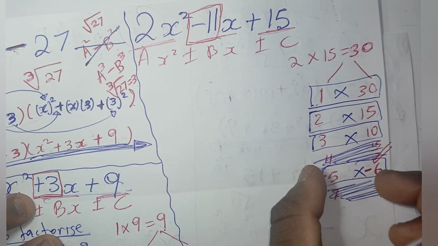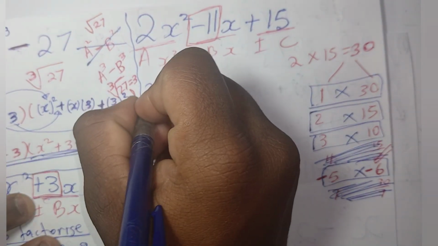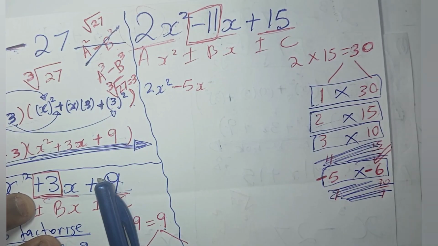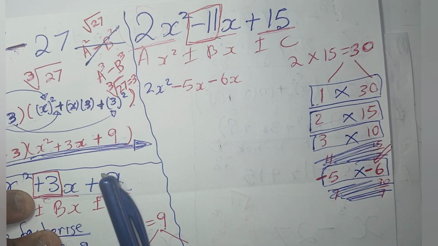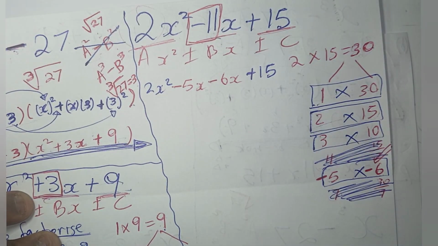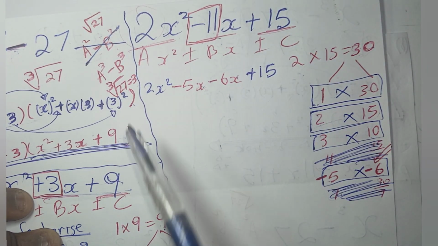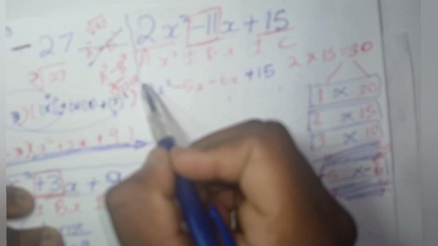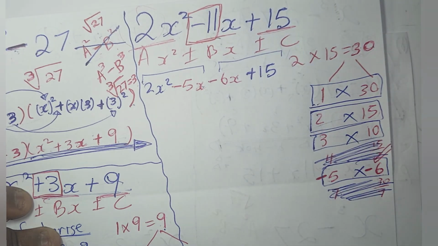Once you identify your sign, you can form an expression using these factors. To form the expression using the factors, it will be x squared, minus 5x, minus 6x, plus 15. You only take that x here. You see, guys? Now you have 4 terms: 1, 2, 3, 4. If you have 4 terms, you will group them. You will group this and you will group that.